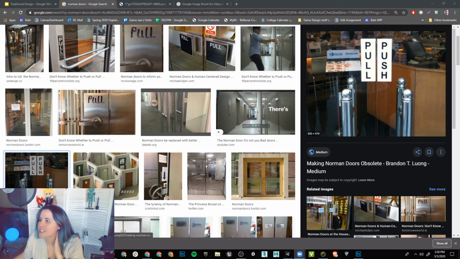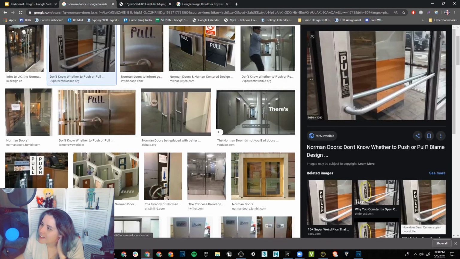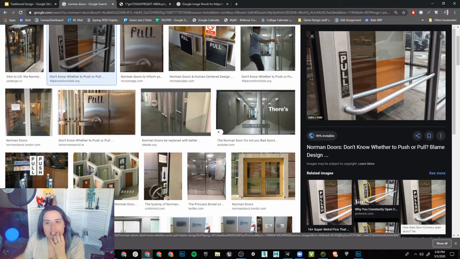Alright, here. Look at this. Look at these. Doors that have to give you written instructions. Do you have any idea how ridiculously stupid that is? You believe that?